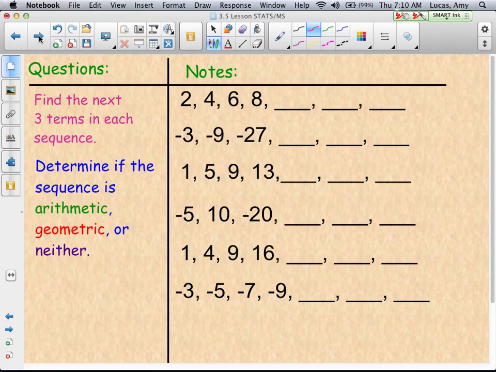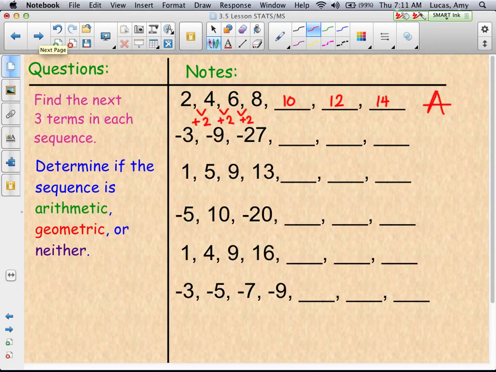So, the first sequence that we have, 2, 4, 6, 8, this one should look pretty familiar to everyone. What's happening is it's going up 2. So 2 is being added each time, which would mean the next three terms are 10, 12, and 14. And because it's a pattern with repeated addition of the number 2, it's an arithmetic sequence. So I'll just use a capital A for that.